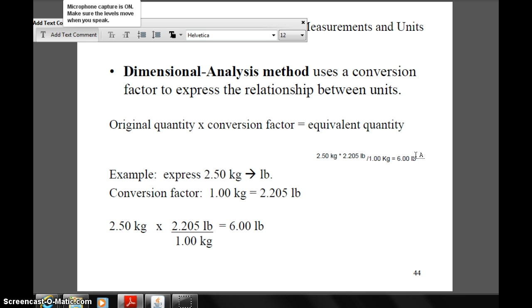So realize whenever you're using the dimensional analysis method, and you will be using it for a variety of conversions in subsequent chapters as well, what you want is the equivalent quantity. That is what you want to put as the numerator, and what you want to get rid of is what you keep as the denominator. And of course you begin with the original quantity, and the number that you get is the final answer for that particular conversion.